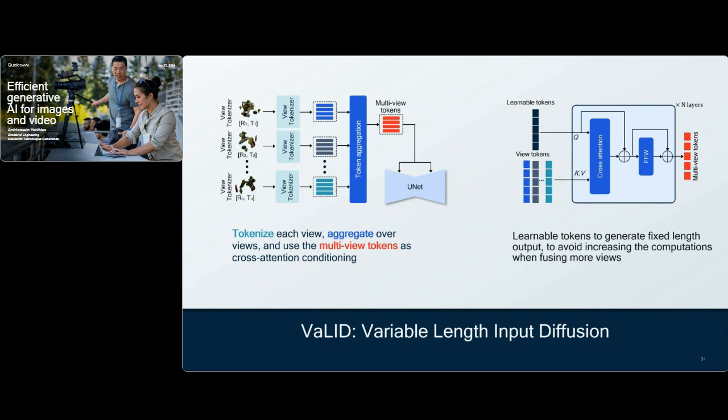And this avoids increasing the generation cost if you have more views. Otherwise, if you don't use this kind of fixed-length output and just naively concatenate your input tokens, you will end up with larger keys and values to be fed into the stable diffusion, which quadratically increases the cost of conditioning in the generation. So for us, it's important to keep the dimensionality of the multi-view tokens fixed.